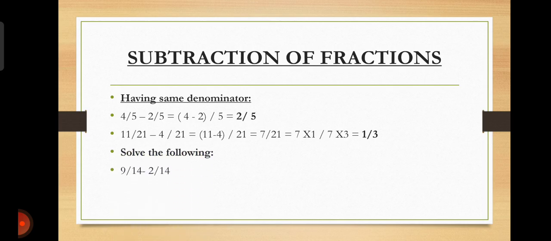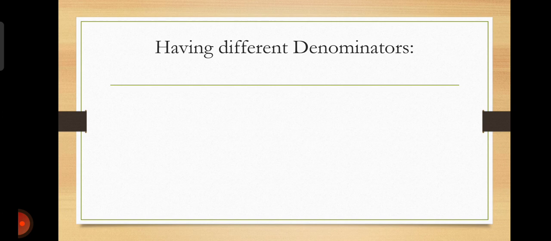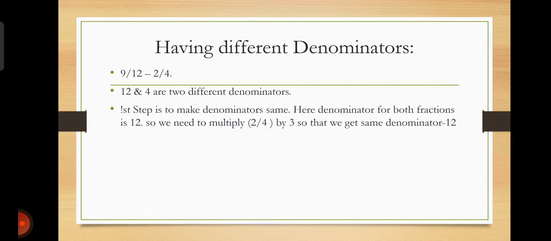Now 9 by 14 minus 2 by 14, 6 by 15 minus 3 by 15 are your homework. Now we will do the subtraction with different denominators. 9 by 12 minus 2 by 4. 12 and 4 are two different denominators.